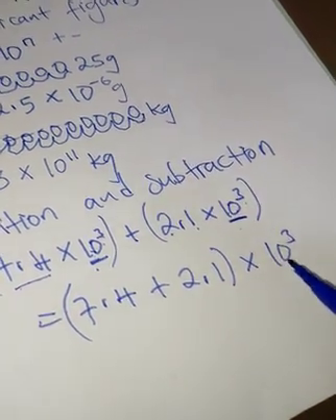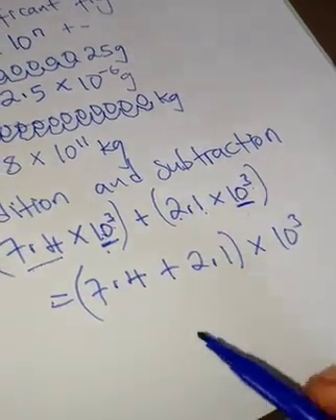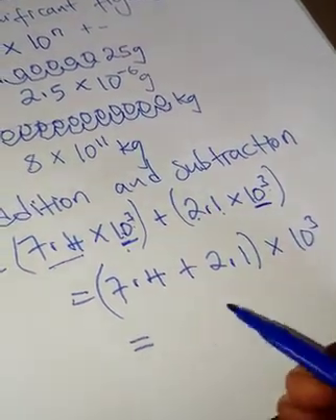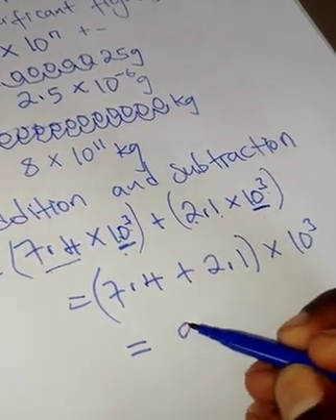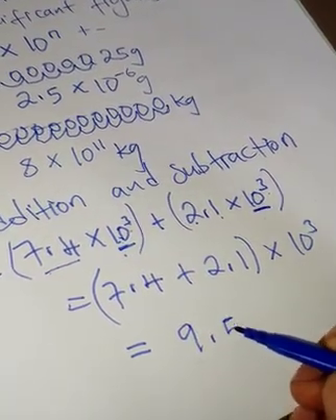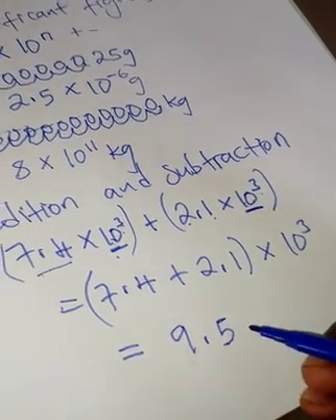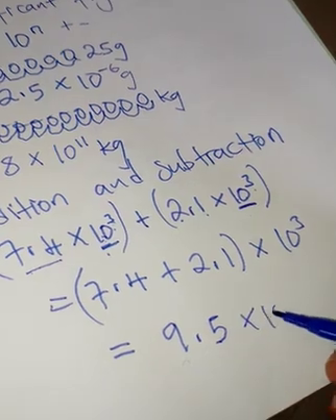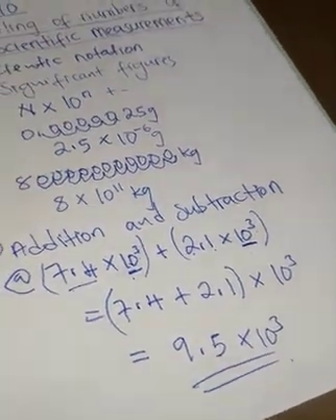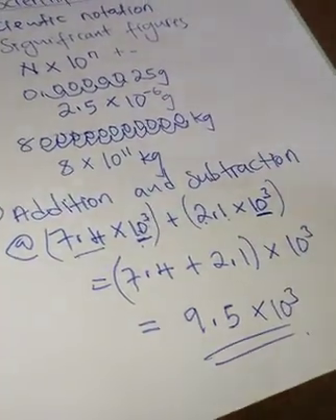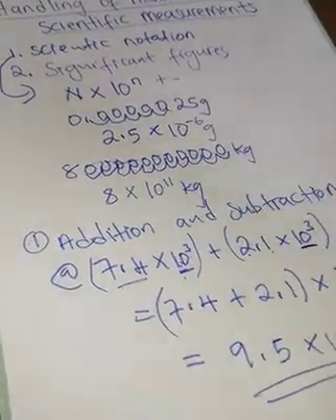As you can see, it's possible to multiply back 10 to the power 3. So this will be equal to 7.4 plus 2.1, that's about 9.5. Yeah, 9.5 times 10 to the power 3. Just like that, you have added. So that's how you go about them. Let's look at other examples.